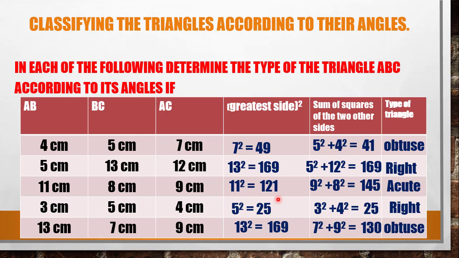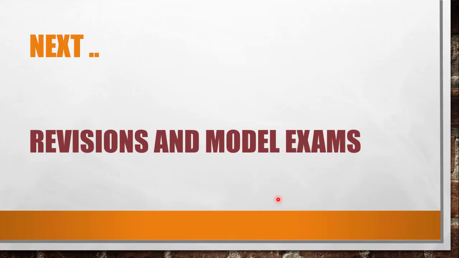Okay, so today we learned how to determine the type of the triangle according to its angle if we know the side length. Okay, I hope you have understood our session today. This lesson was the last lesson in geometry. Then we will revise the geometry and the algebra and solve some model exams.